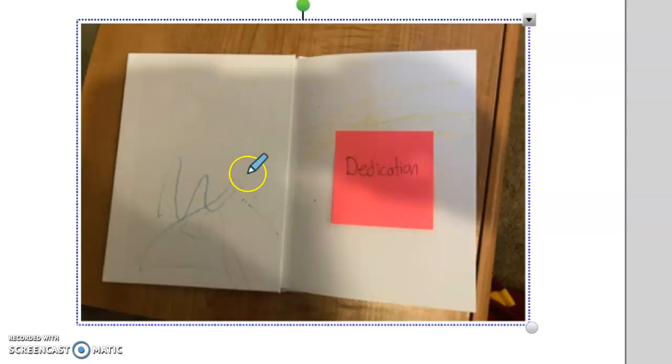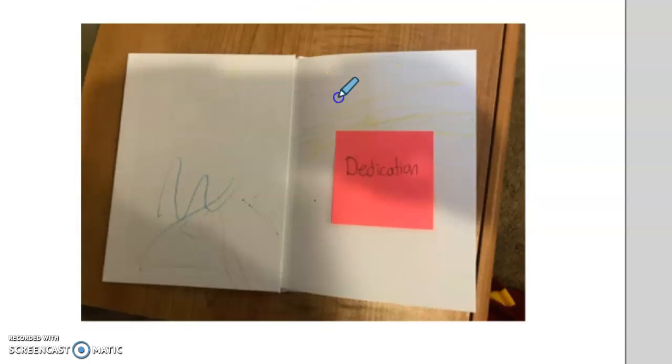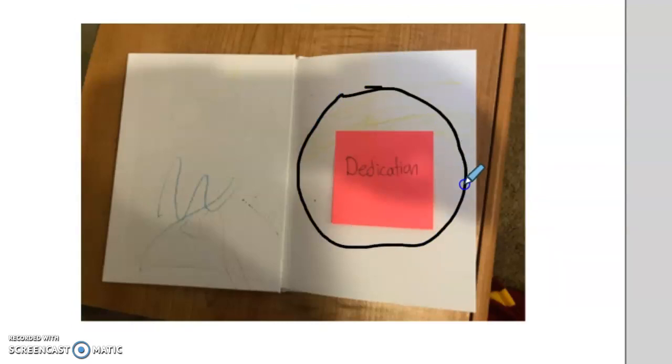Next, when you open it up, you have the inside cover. This first page here is going to be the dedication page. And remember, the dedication page is who do you dedicate the book to? Who do you want to recognize in making this book possible?